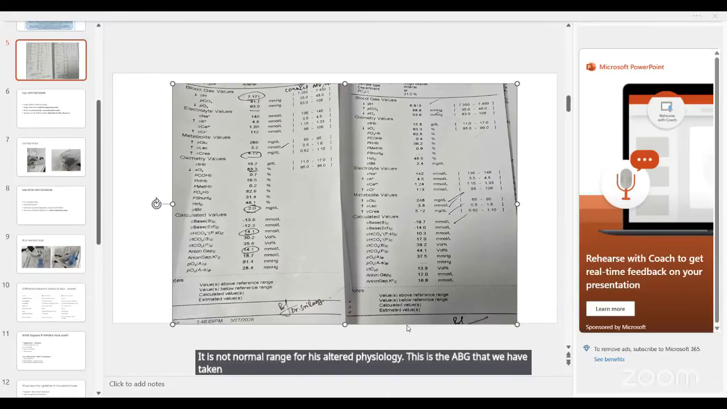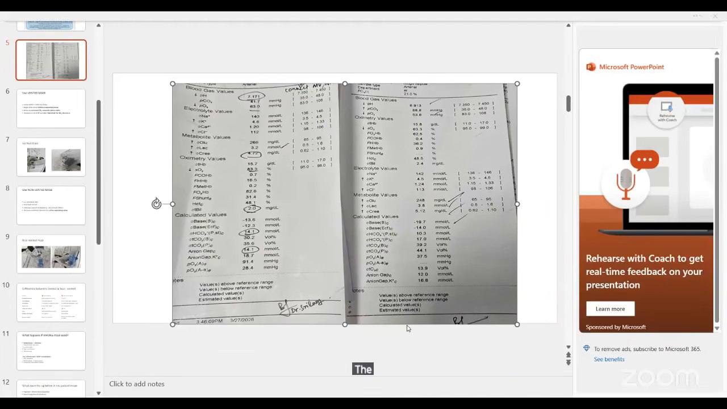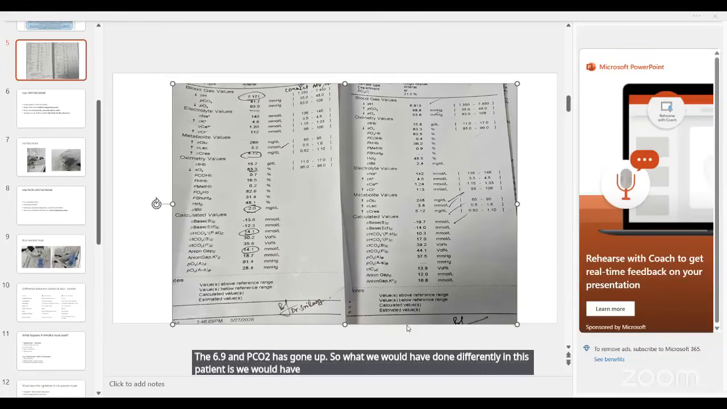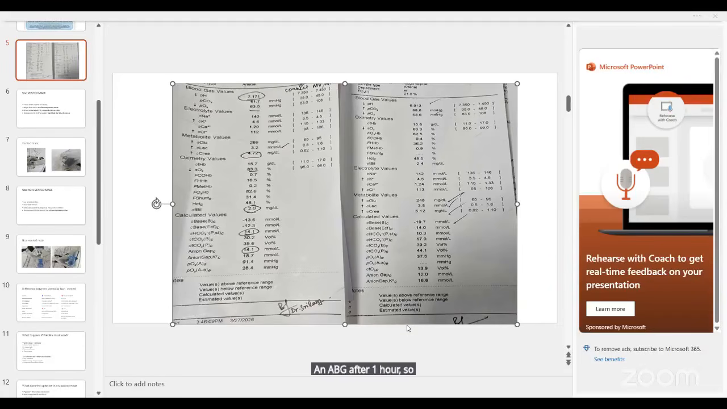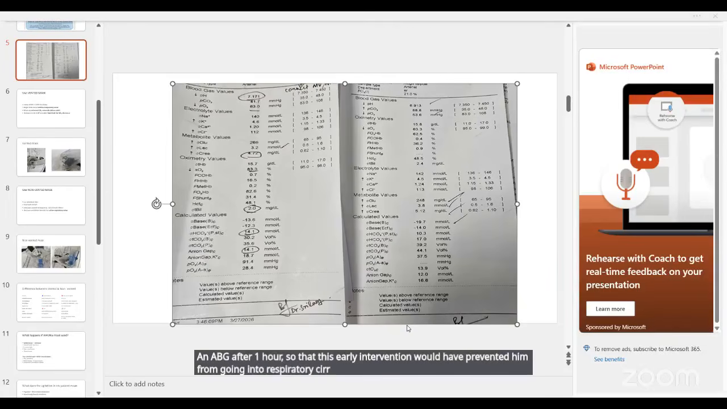And the second ABG in this patient, if you can see, there is a deterioration in the ABG. The pH is 6.9 and PCO2 has gone up. So what we would have done differently in this patient is we would have taken an ABG after 1 hour, so that early intervention would have prevented him from going into respiratory acidosis. I think with this, I'll close my points.